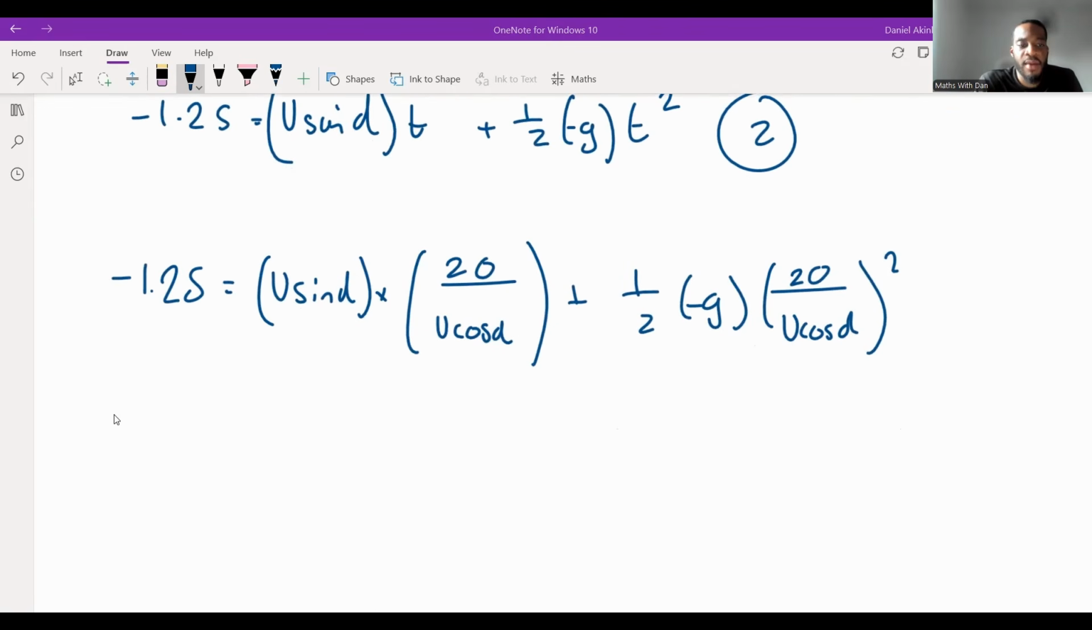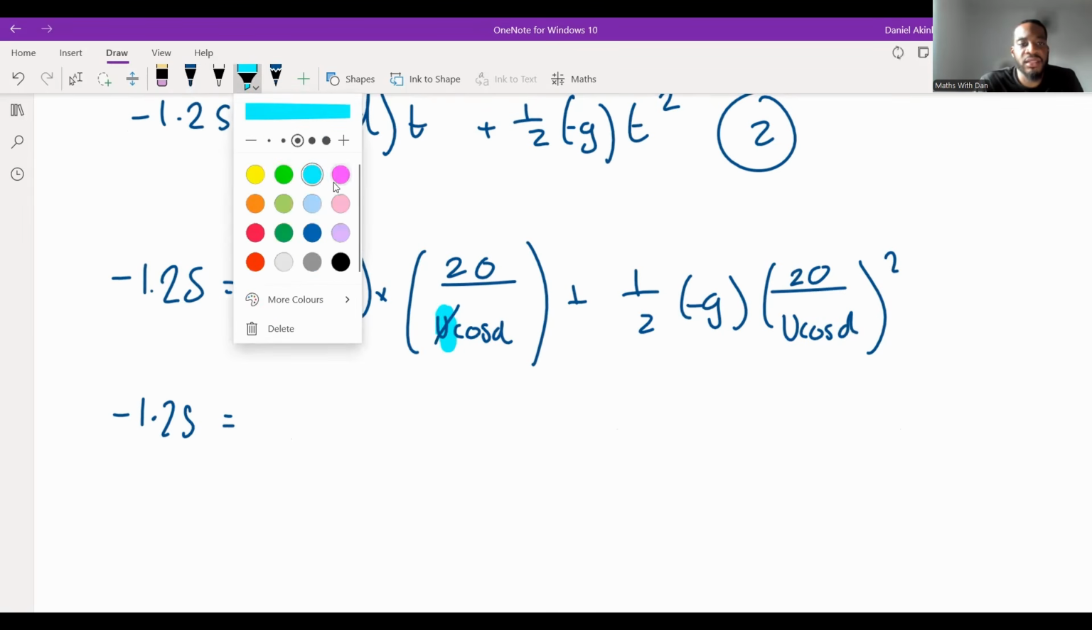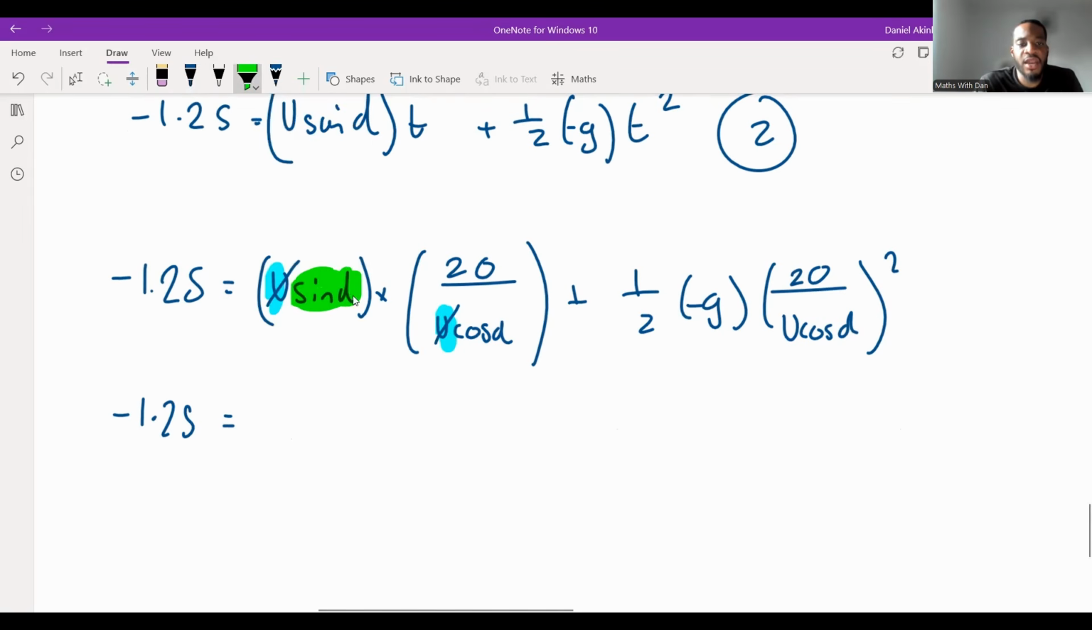So I've got minus 1.25. I've got a u here and I've got a u there. One's times and one's dividing, so they're going to cancel. So I'm going to cancel that and cancel that. Sine over cos. What can I do with that, guys? Sine alpha timesing, a cos alpha dividing. What can I do? Fantastic. Sine over cos is tan. That becomes a tan alpha. So it actually becomes 20 tan alpha here, like that.